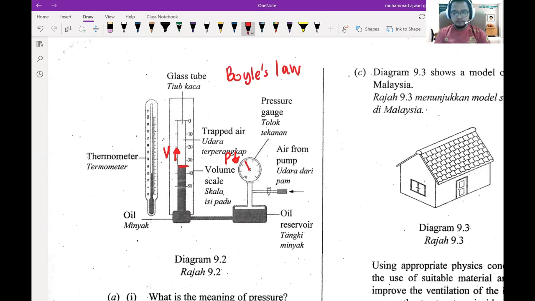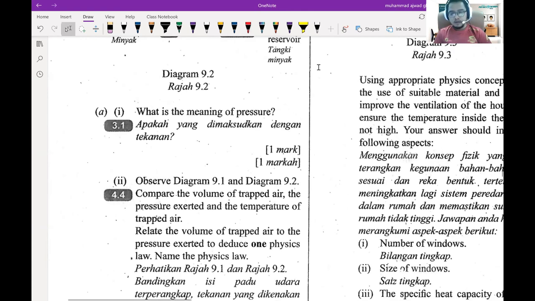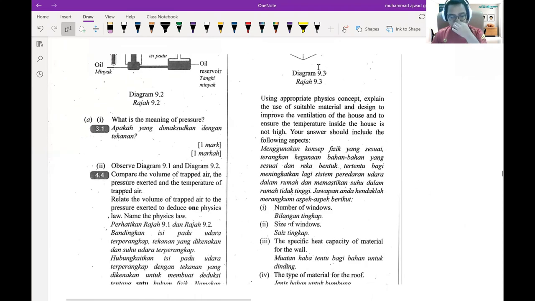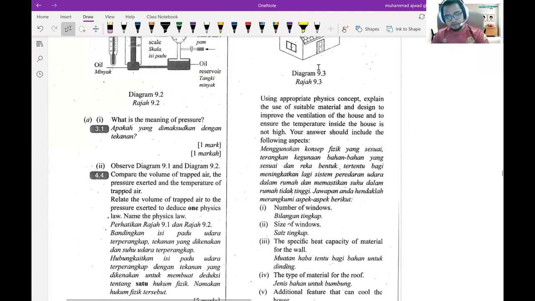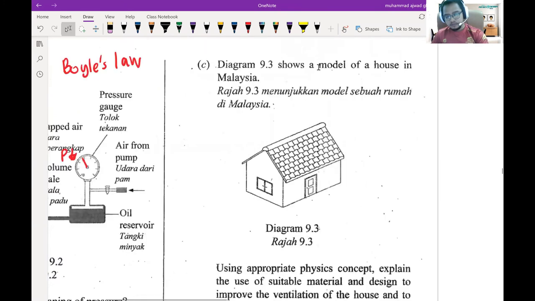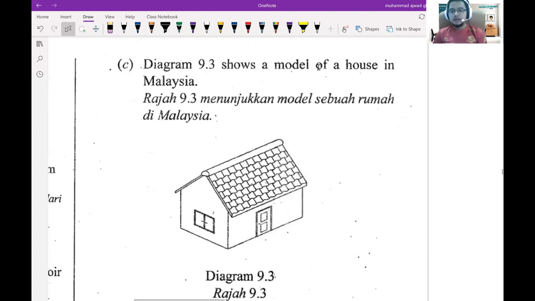Okay. What is the meaning of pressure? Okay, pressure sama force act upon an area. Sekejap. Yang compare-compare ni name physics law korang boleh buat. Kita ambil. Oh, ni rumah. Okay, kita ambil rumah. Soalan C.